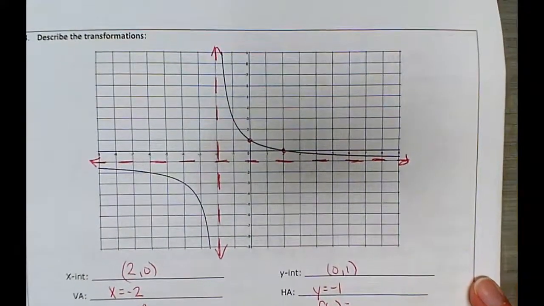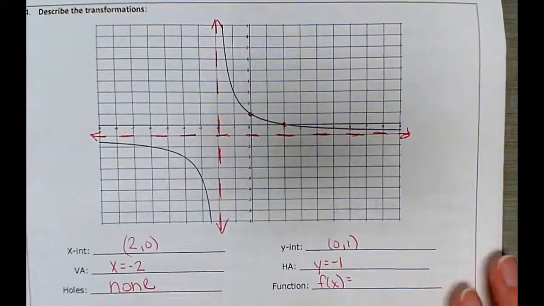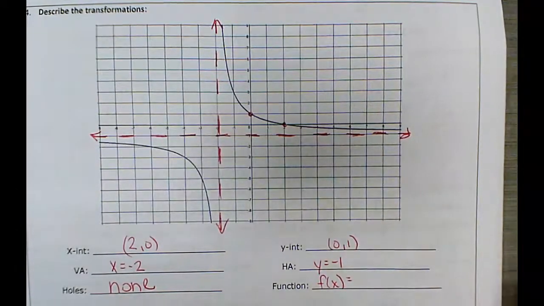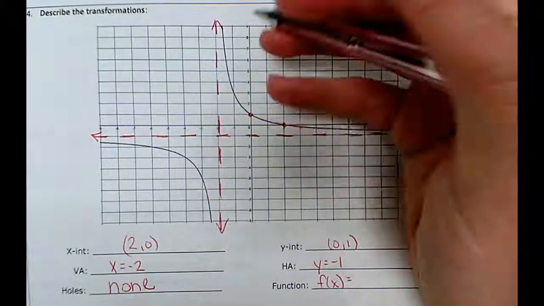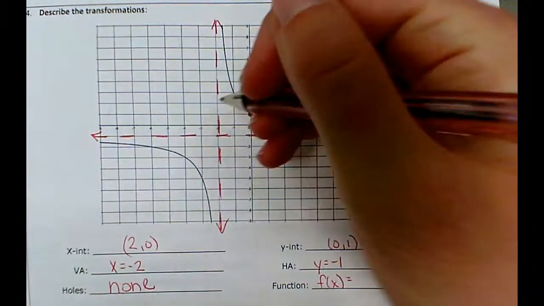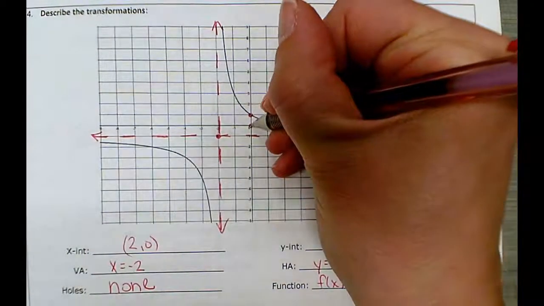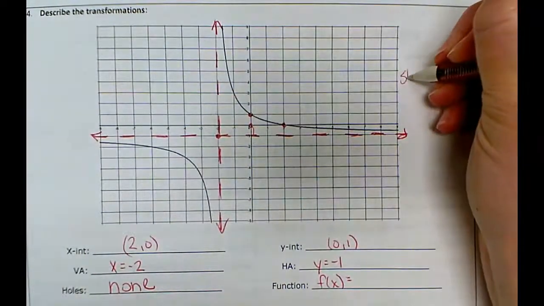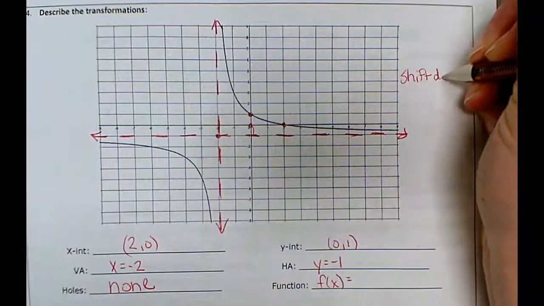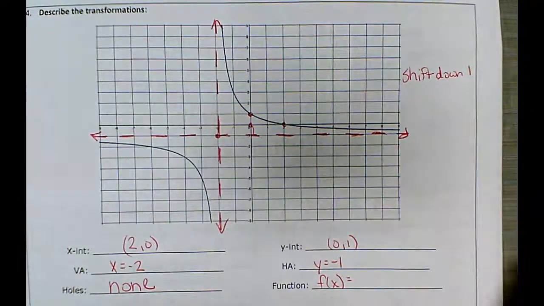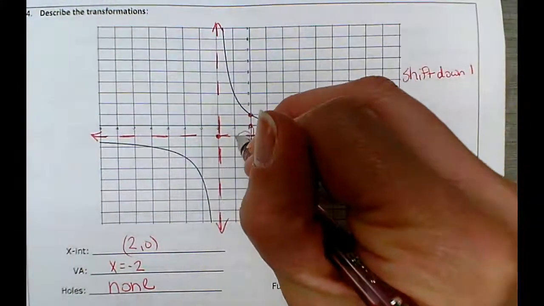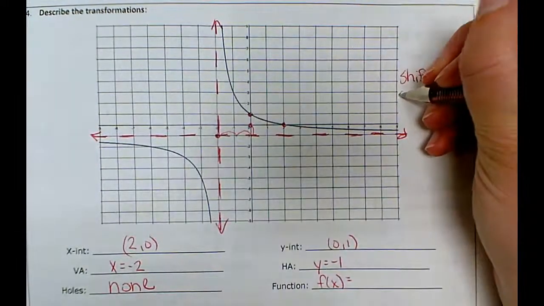So there's a couple ways you can write it. So to describe the transformations, the intersection of the asymptotes used to be at (0, 0), but now it's over here at (-2, -1). So the graph has shifted down 1. The graph has shifted 2 units to the left.